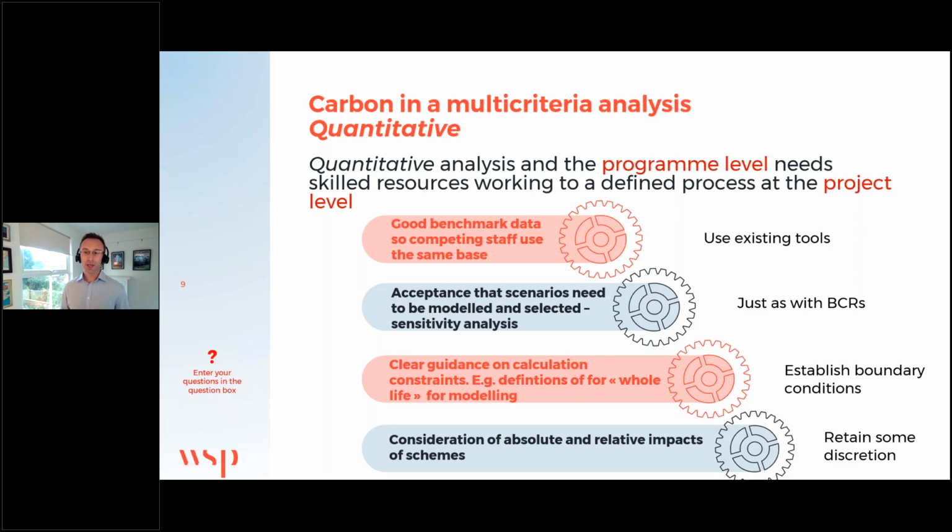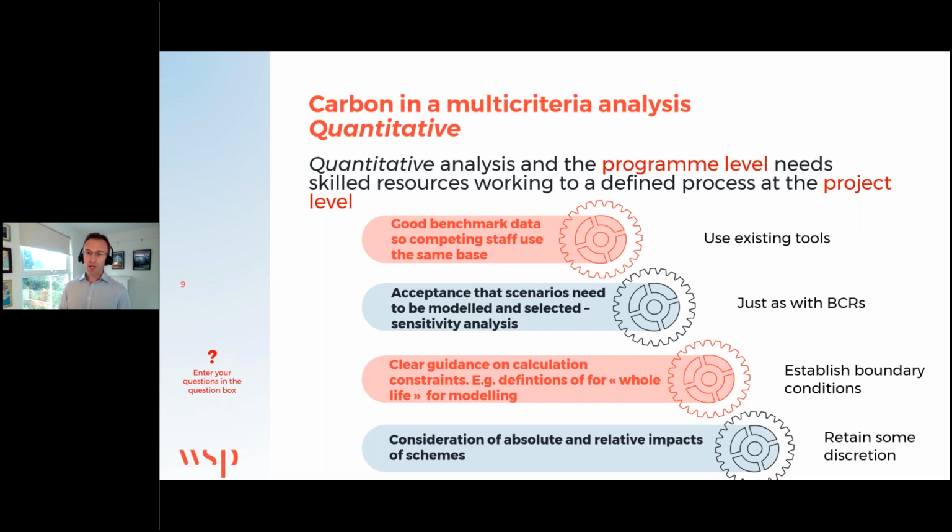You're going to need to provide some very clear guidance on calculation constraints. And so I mentioned before about definitions, right? So what does whole life even really mean for modeling? And this is just about establishing those boundary conditions. Are you modeling 10, 20, 50, 100 years, 120 years in some cases?